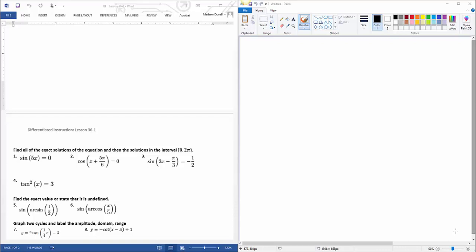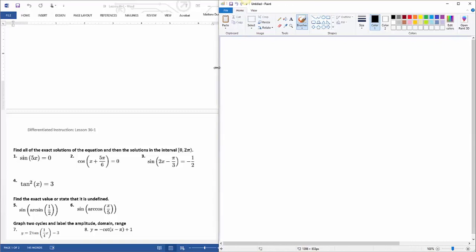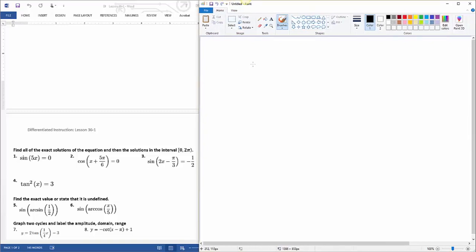All right, so 36-1, it says find all the exact solutions of the equation and then the solutions in the interval. So if you remember from the lesson, we had to establish or find an equation that represented all the given solutions. And then from there, we went through and solved it.